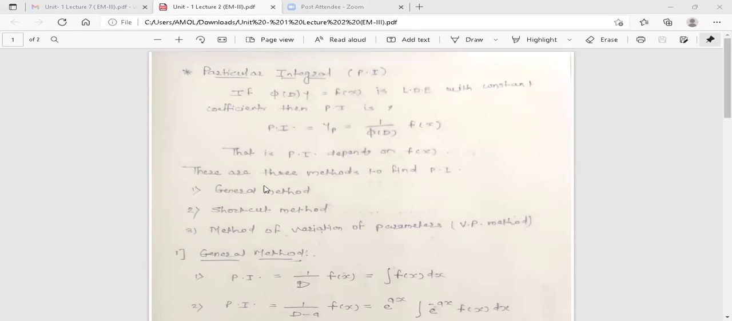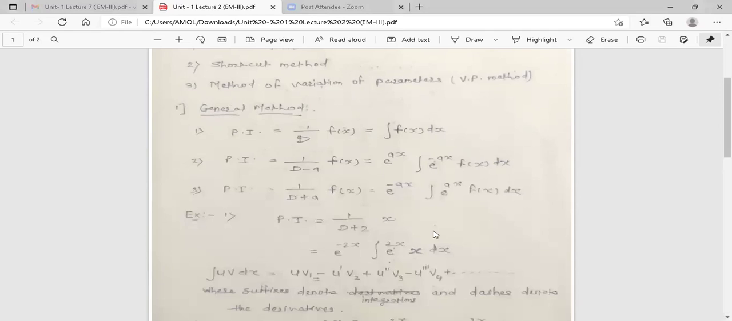Now, there are three methods to find PI. The first one is the general method. The second method is the shortcut method. The third method is the method of variation of parameters, that is, the VP method. Now, the rules for the general method. The first rule is PI is equal to 1 upon D into f of x. 1 upon D means you just integrate the function f of x with respect to x.